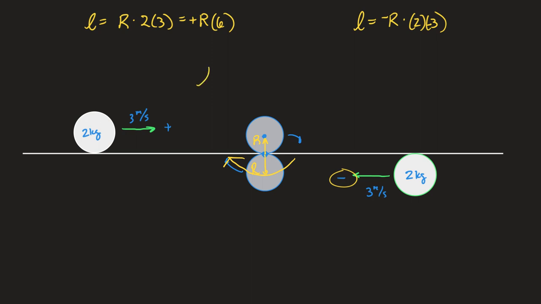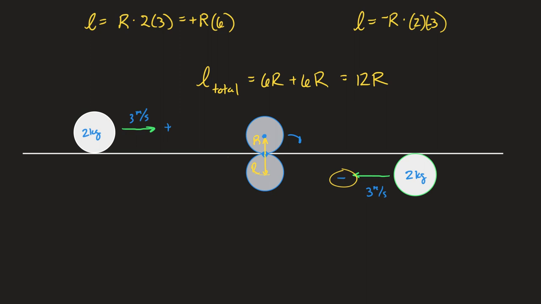Either way, the total angular momentum is going to be 6r plus 6r, which is 12r. All right, so this is the part where those of you who struggle, back up and listen to all of that over again. Follow it through, try it on your own. But for you guys who are doing okay, let's advance.